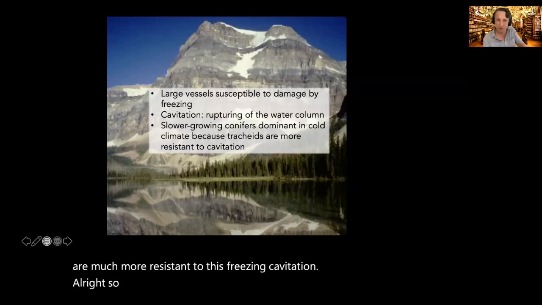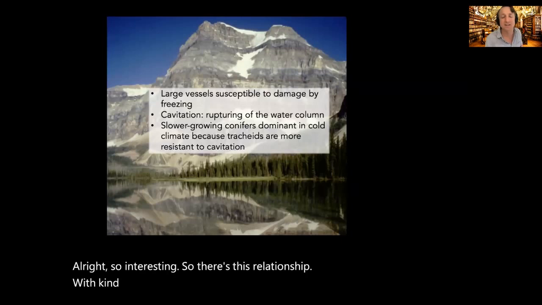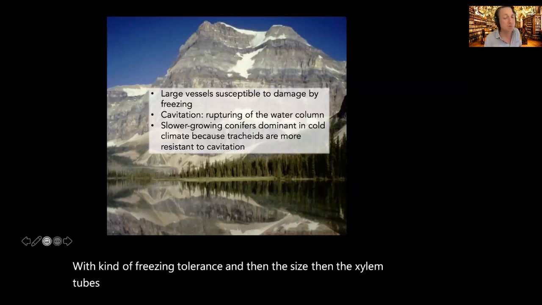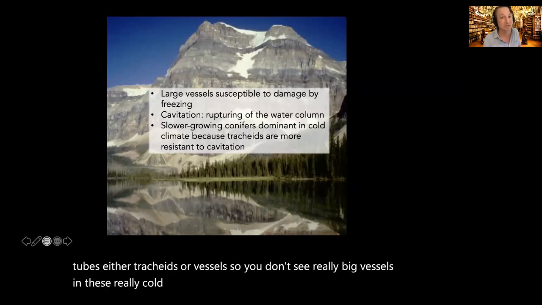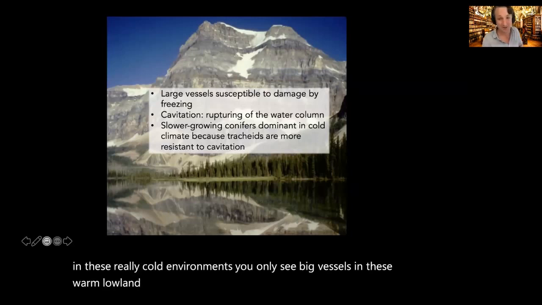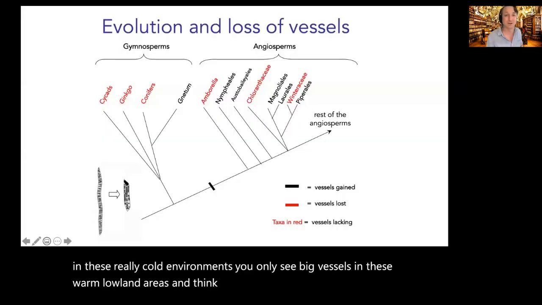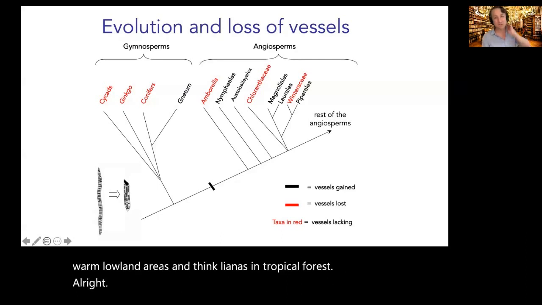So there's this relationship between freezing tolerance and the size of these xylem tubes, either tracheids or vessels. So you don't see really big vessels in these really cold environments. You only see big vessels in these warm lowland areas, and think lianas in tropical forest. All right. So the evolution of vessels is interesting. And I kind of alluded to this earlier.